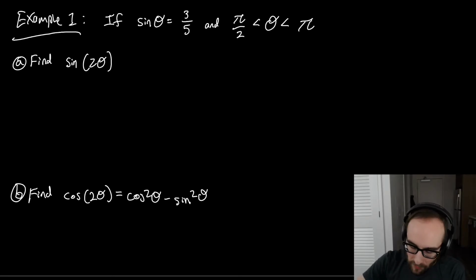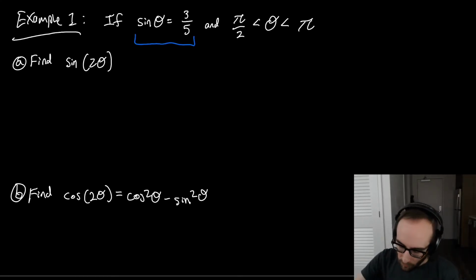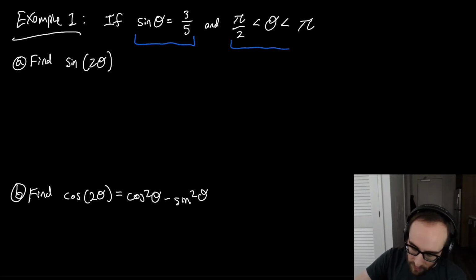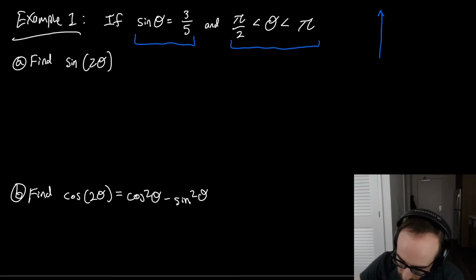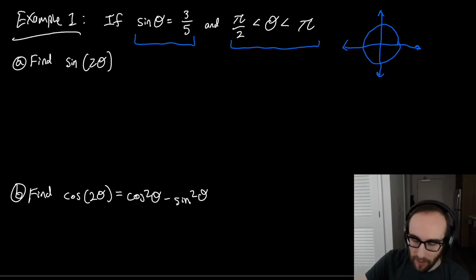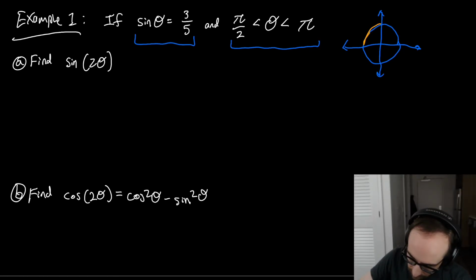In this example, we're given two pieces of information: sine of theta is equal to 3/5. We're also told that theta is between pi/2 and pi, which if we think about the unit circle, tells us that we are in quadrant 2.